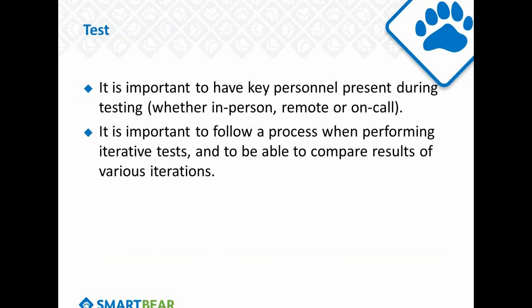It is important to have key personnel present when you're doing the testing and to share information back and forth. You also should be able to follow a process so that you can compare the results of your current iteration with the previous results and the results previous to that. You always want to be moving in the right direction, and it helps to have a historical perspective of how things were and to move in a better direction each time and make sure that you don't go backwards.